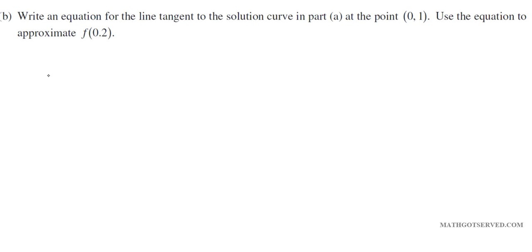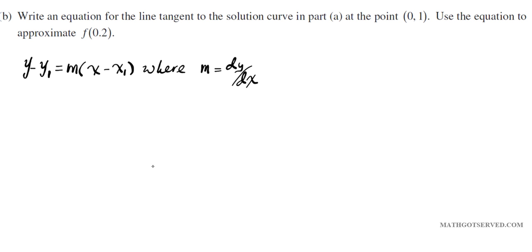So the formula that we're going to be using is y minus y1 equals m(x minus x1), where m is the derivative. In order for us to write the equation of the tangent line, we need 3 components: y1, x1, and the slope. We're given the point (0, 1), so x1, y1 is (0, 1).